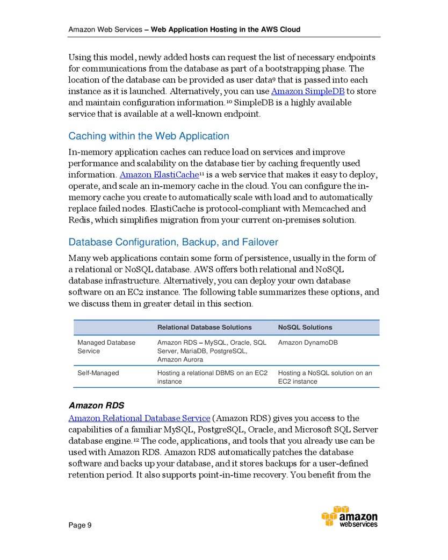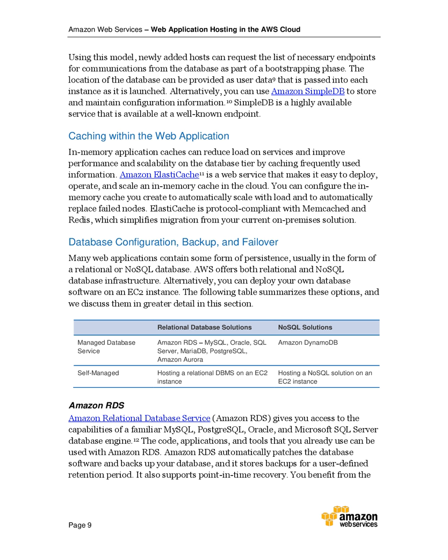Caching within the web application. In-memory application caches can reduce load on services and improve performance and scalability on the database tier by caching frequently used information. Amazon ElastiCache is a web service that makes it easy to deploy, operate, and scale an in-memory cache in the cloud. You can configure the in-memory cache you create to automatically scale with load and to automatically replace failed nodes. ElastiCache is protocol compliant with Memcached and Redis, which simplifies migration from your current on-premises solution.